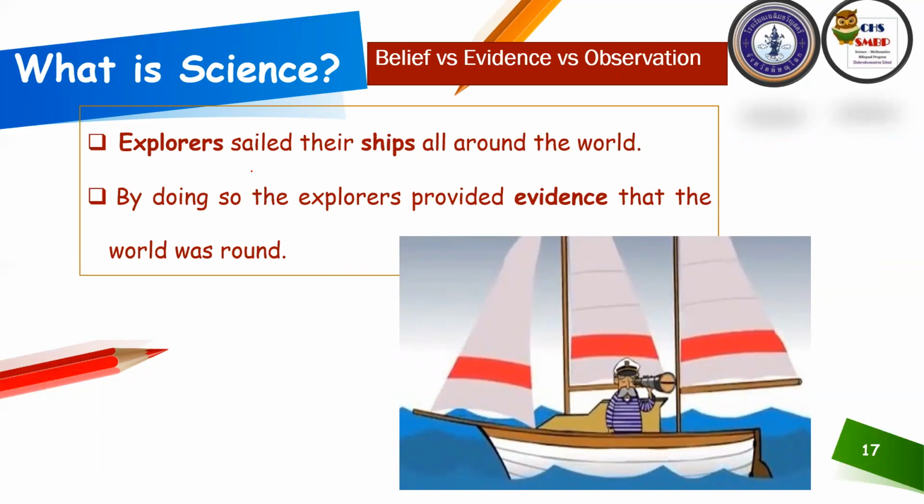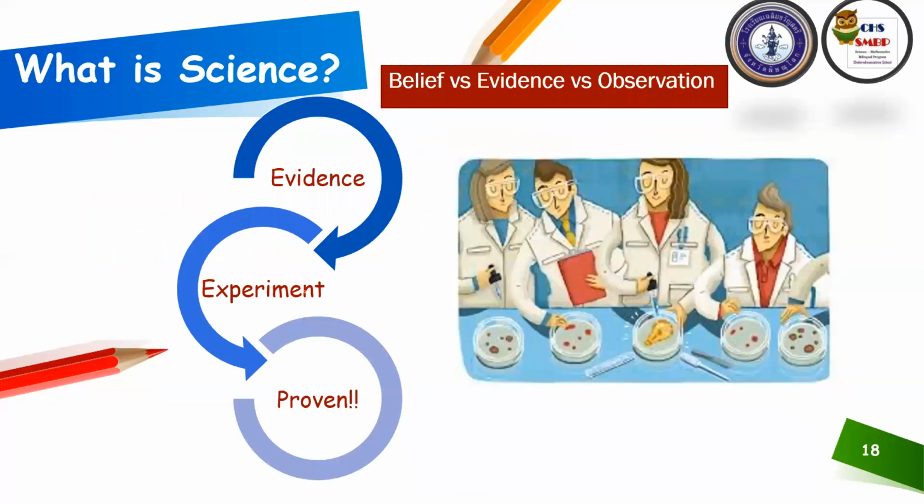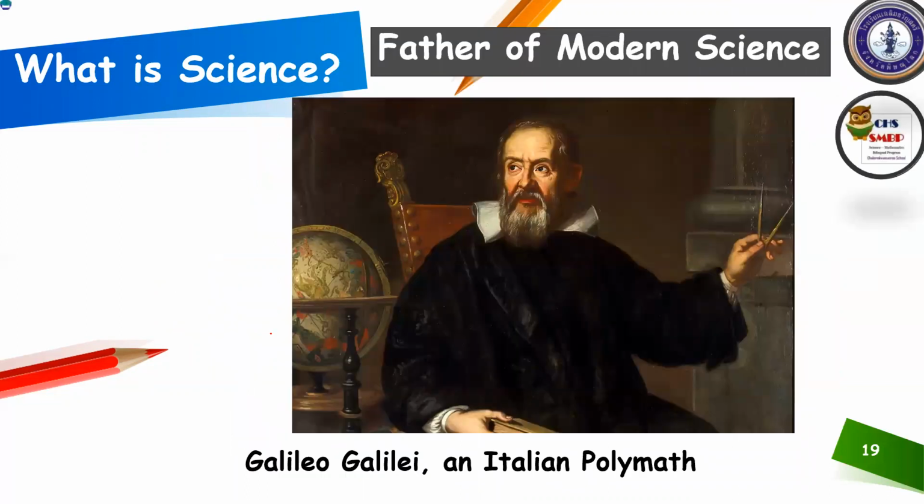So you see, explorers sailed their ships all around the world, and by doing so, explorers provided evidence that the world was round. It was round and not flat. And how did it happen? It happened through an observation, an objective observation, right? And that's the way scientists got to know the world is not flat, it's round. So evidence, experiment, and proofs are really, really important. And these are the baseline knowledge to study or deal with science.